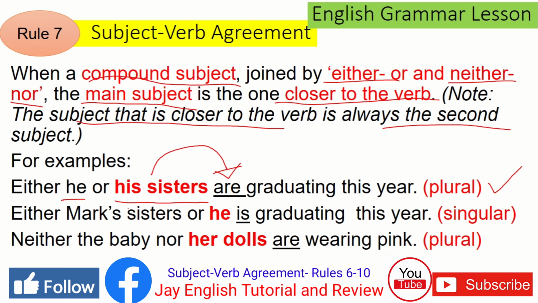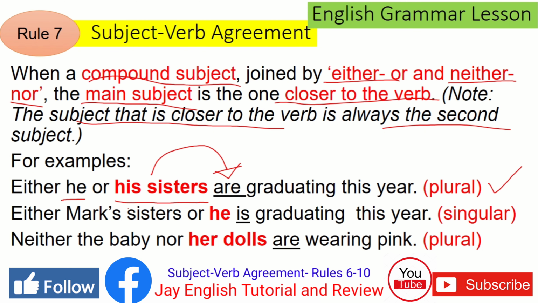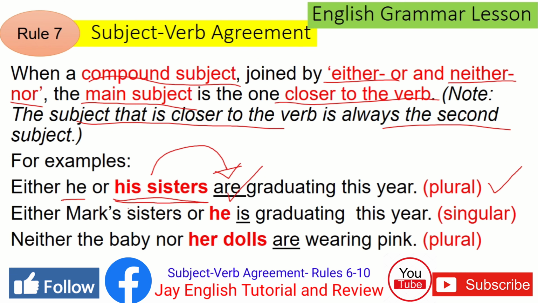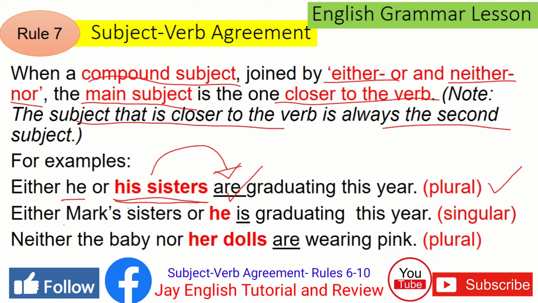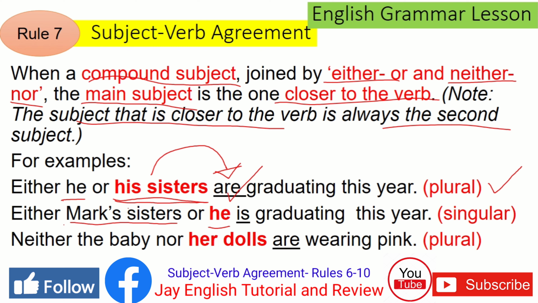So that means that "his sisters" is what our verb is going to agree with. Since "his sisters" is a plural subject, that is the reason why we are using the linking verb "are" instead of "is." Okay, let's try to exchange the position of our compound subjects. In our second example, "either Mark's sisters," that is our first subject, and another subject here is "he." At this time around, we are no longer using the linking verb "are," but we are already using the linking verb "is."